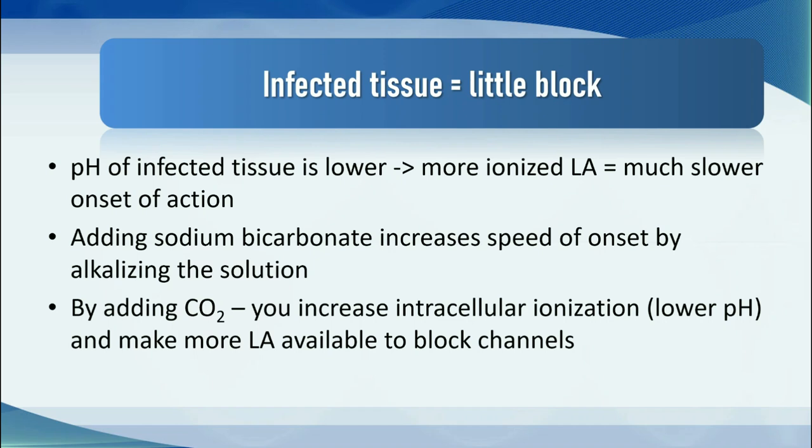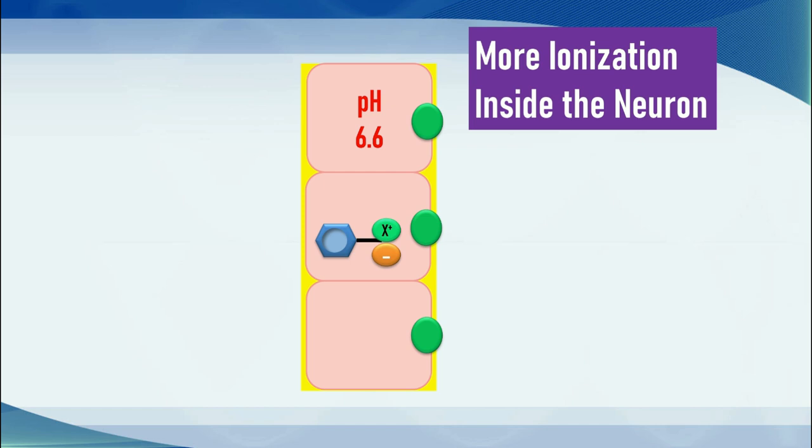By adding carbon dioxide, there is a product out there called carbonated lidocaine, or just carbon dioxide that's being generated by the bicarbonate. That CO2 will pass into the nerve cells and it will reduce the pH within the nerve cell and increase the speed and quantity of ionization within the nerve cell, and that makes more local anesthetic available to block the channels. So in this situation, the pH drops from 6.8 to 6.6, and there is more local available to block the channels.